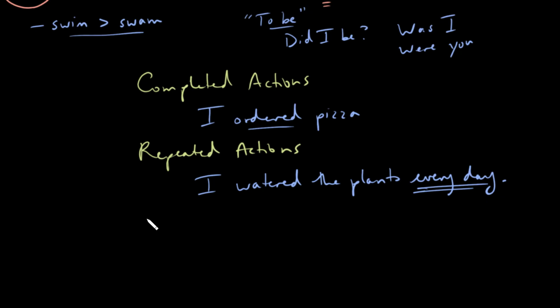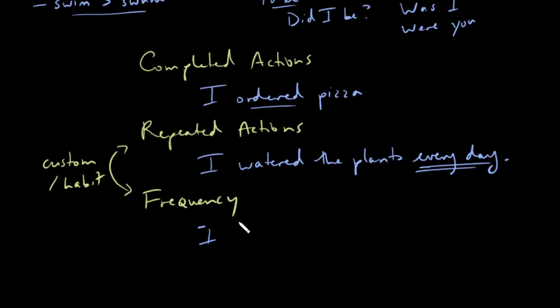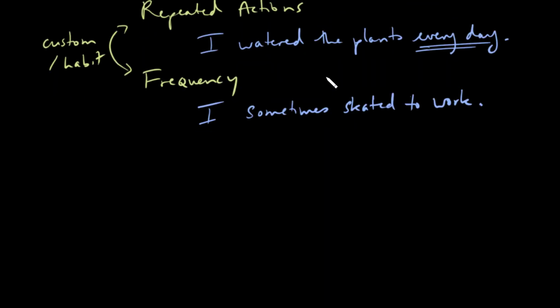Another related usage here has to do with frequency. So frequency. And you can see that both of these have something to do with customary actions. So we call this custom or habit. Right? So custom or habit. And if we think of frequency, an example would be something like, I sometimes skated to work. So when did this happen? Was this a definite moment? Well, it was a bunch of definite moments, but the frequency is what is being indicated here.